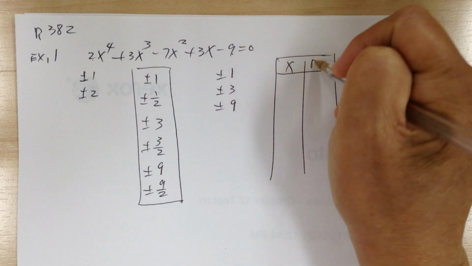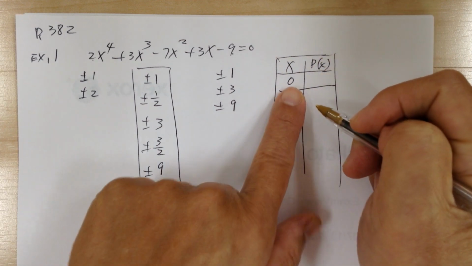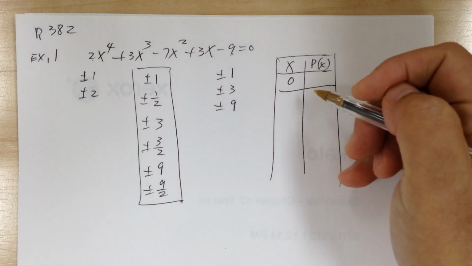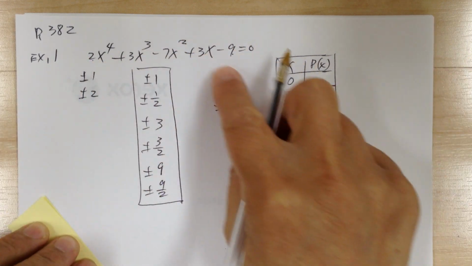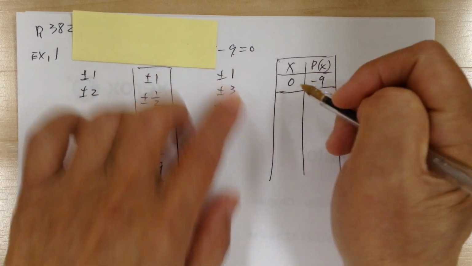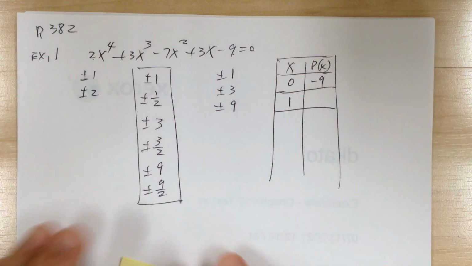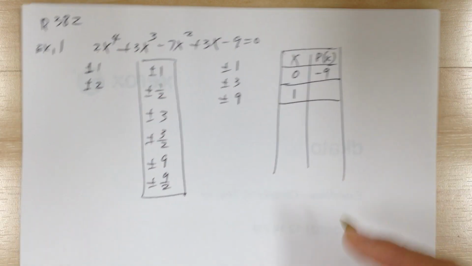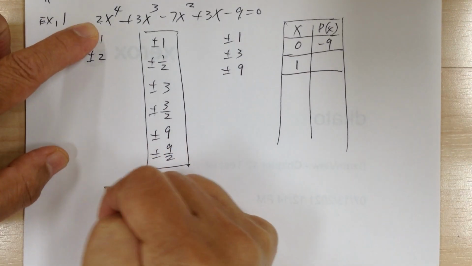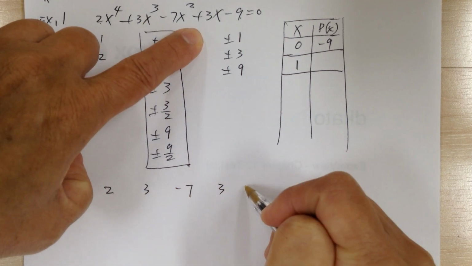So this would be x and p of x. Okay? So again, you all start with 0. Okay? When you put 0 in here, all this would become 0, right? You put 0 in the x, all this become gone, so this would be negative 9. Okay, so this is your starting point. And again, next number I'm going to try is 1. Okay, so that way I can see which direction I need to go. Okay, so I got 2, 3, negative 7, 3, negative 9.